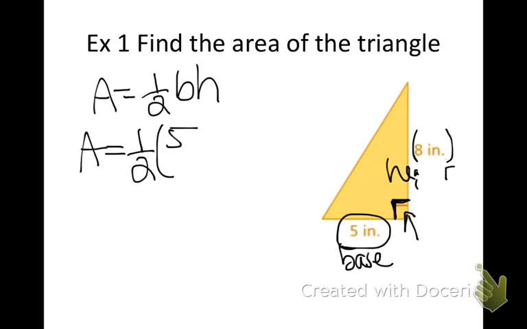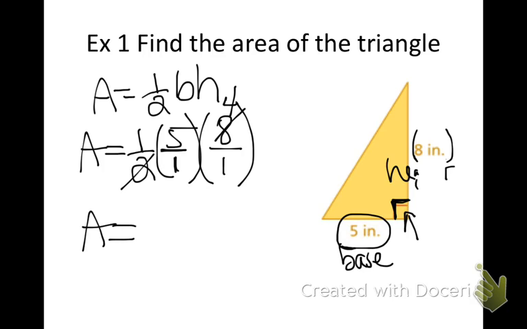If it helps, you can keep perspective by putting it over 1. And my height is 8, and again I'm going to put that over 1 to keep perspective. Now I can cross cancel to make the math easier. I know 8 divided by 2 is 4. So I know my area is 5 times 4, which is 20. But don't forget your units, inches, and because I multiply them times each other, it's going to be inches squared.